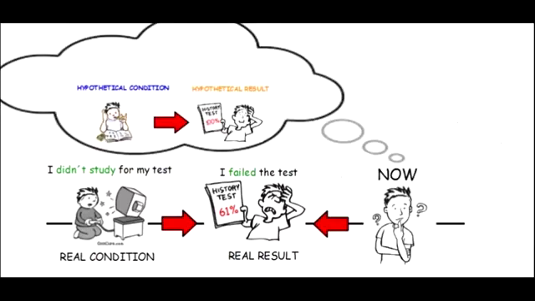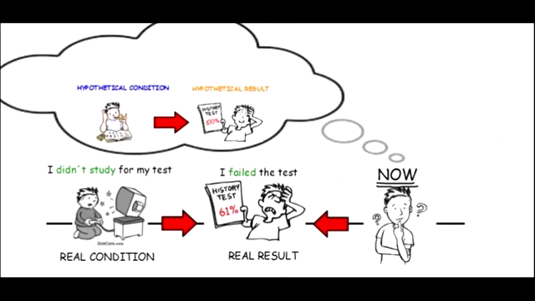So let's take a look again at the big picture. So again, here we are in the present tense. And he is thinking about the past. And he's thinking about the past in a hypothetical way, right? He's imagining the past differently. Now, the real past was the real condition and the real result. The real past is I didn't study for my test and I failed the test. That's the real past. Now he's imagining all of that in a different hypothetical way.